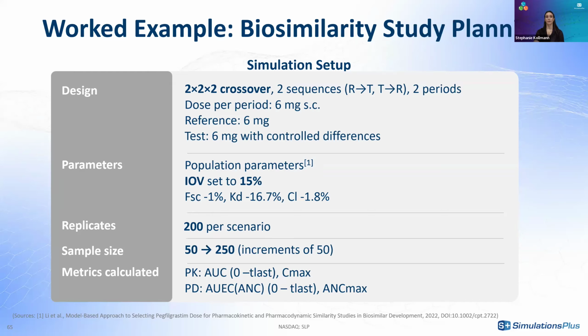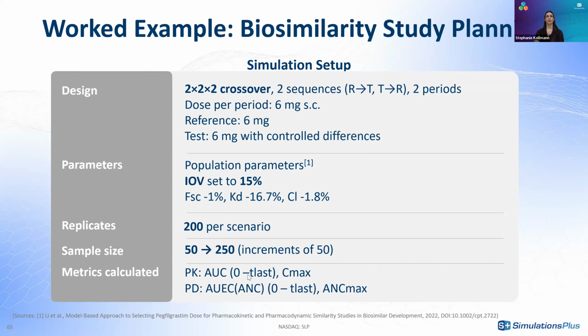The test treatment now differs only through the literature-derived parameter perturbations, differences. And now the parameter scenario is the key point of this example. So we fix in this example IOV to 15%, and we apply the 3 literature-derived parameter differences simultaneously now, all at once. And we run 200 replicates in our simulation. We evaluate different sample size batches up to 250.